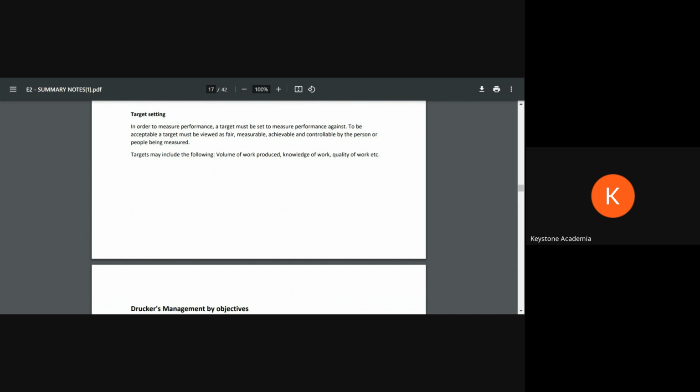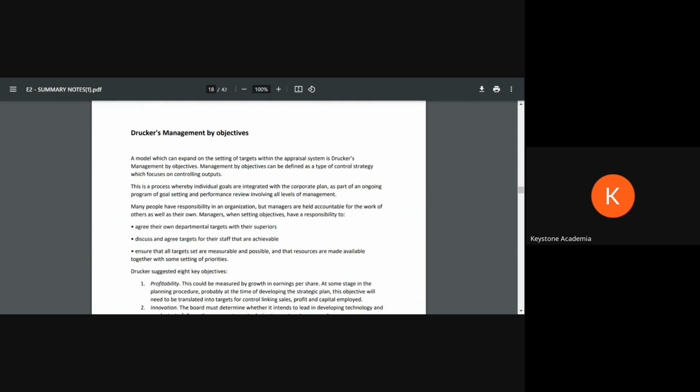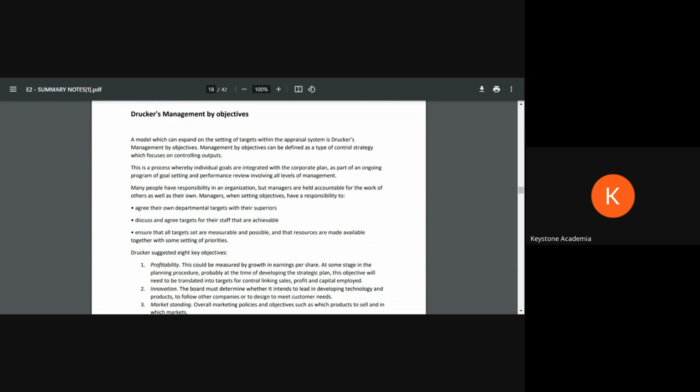All right. Okay. Now, we've learned what is management by objectives, MBO. Peter Drucker is someone who developed the MBO. It takes this step further by integrating individual goals with the overall corporate plan. Individual goals of the employees with the overall corporate plans. It's like ensuring that every player in a sports team not only knows their individual role, but also how they contribute to the overall team strategy. That's what Peter Drucker did here.